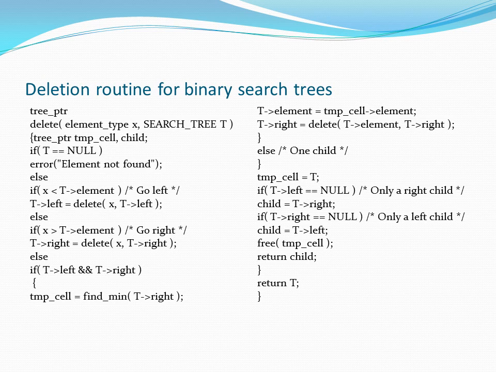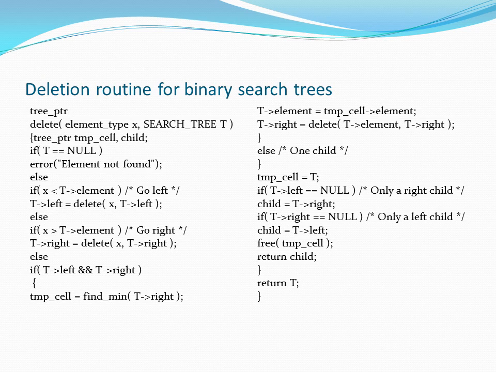After the position of the element is found, we check t left and t right, whether the element has a left subtree and right subtree. If that element has both, then we are finding the minimum of the right subtree. So temp cell equals find min of t right. We are calling the find min method and the minimum value is returned in temp cell. In the t element position, meaning the element we are going to delete, we are inserting the minimum element of the right subtree. So temp cell holds the minimum element of the right subtree.